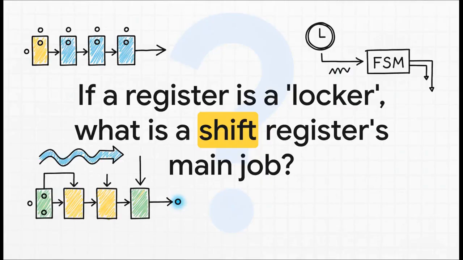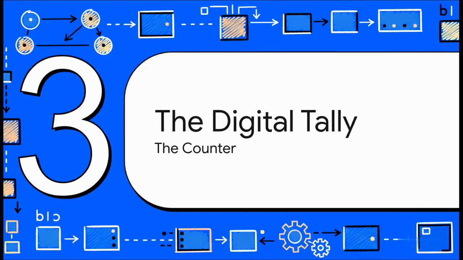So let's nail this down. If a register is a locker, what's a shift register's job? Its main job is both storage and transfer. See, a regular register is static, it just holds things. But a shift register, it's dynamic. It doesn't just hold information, it actively moves it. All right, so let's recap where we are. We can store data and we can move it around.